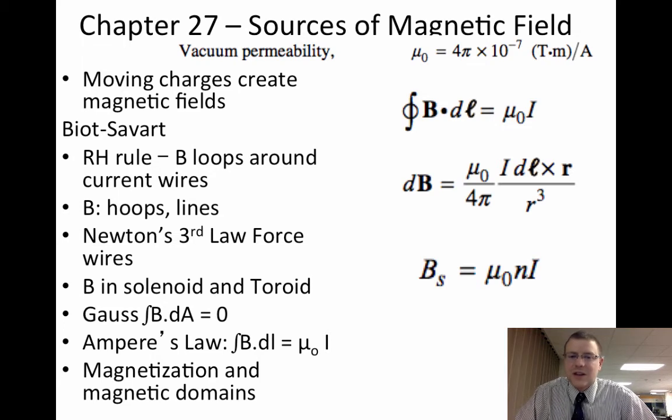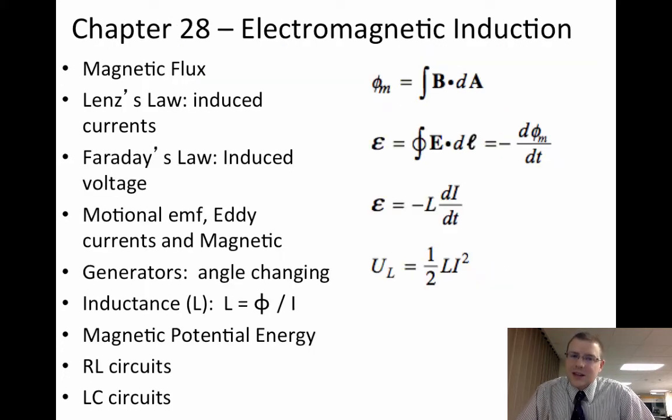Now with this, we were able to use Amperian loops rather than Gaussian surfaces to solve for magnetic field strengths. And then we dove into the atomic level for magnetization and these magnetic domains in permanent magnets or paramagnetic materials or even diamagnetic. Which brought us to our last section.